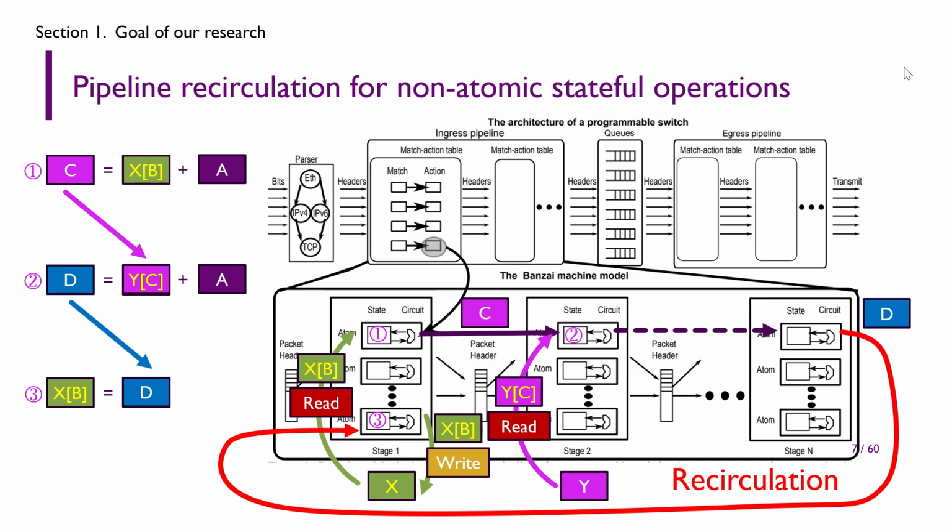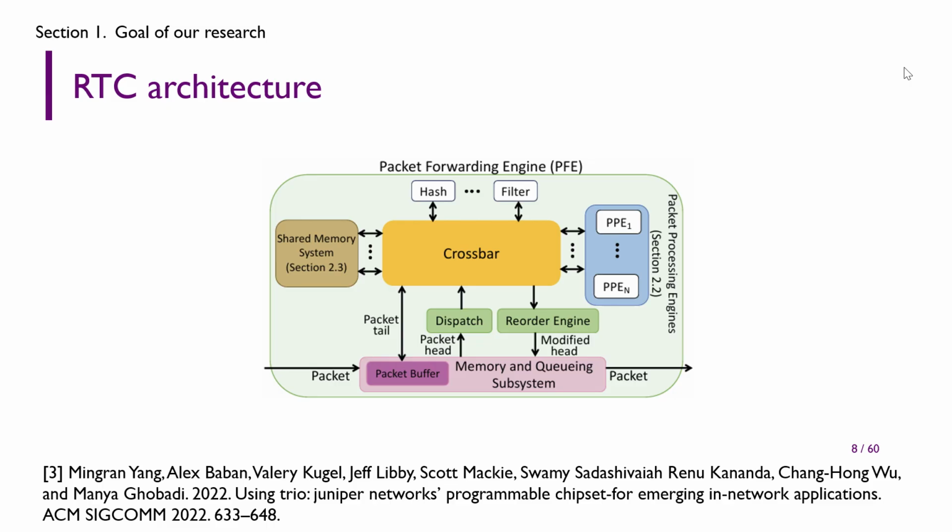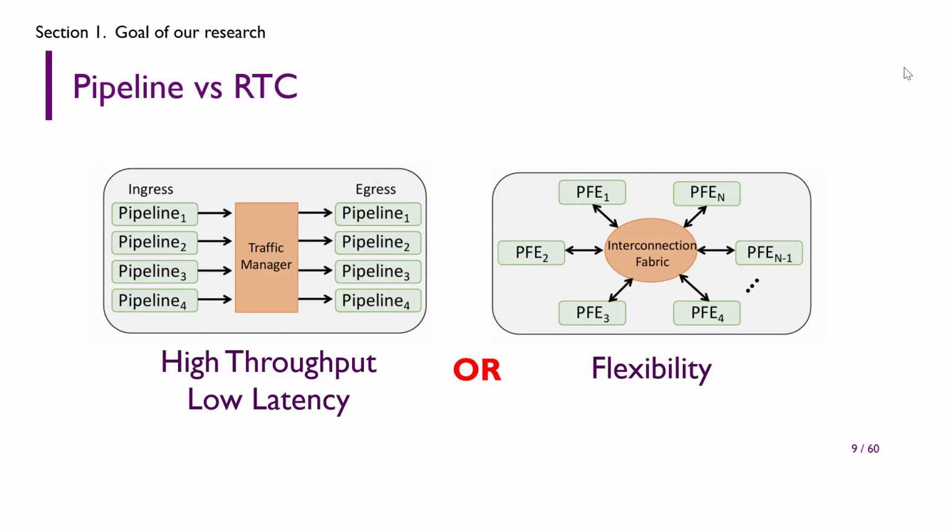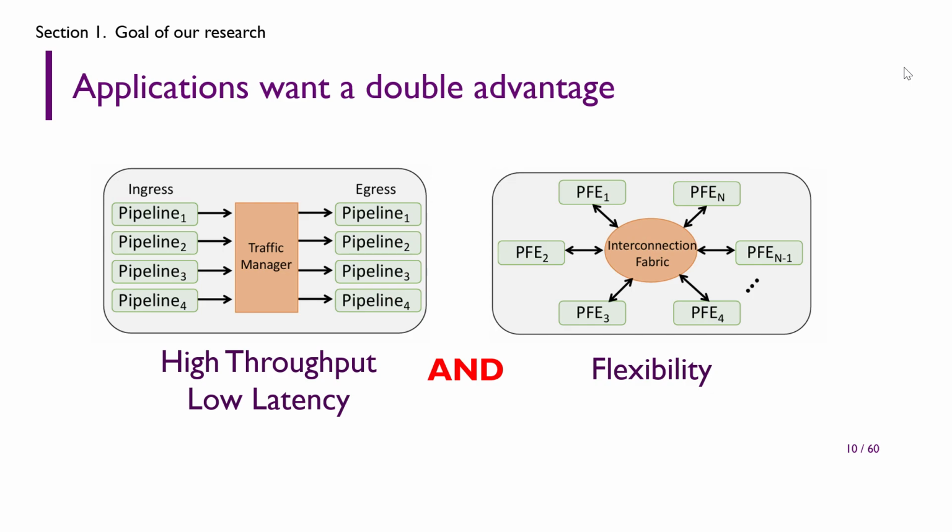Such a recalculation can severely affect the throughput and latency of the system, not to mention the potential state consistency issues. On the other hand, RTC, that is run-to-completion architectures, such as Trio proposed in 2022, has better flexibility than pipeline. So, there is a choice for users: a pipelined chip or an RTC one. Each of the architectures has its own advantages.